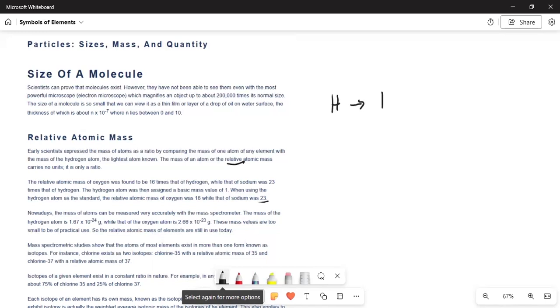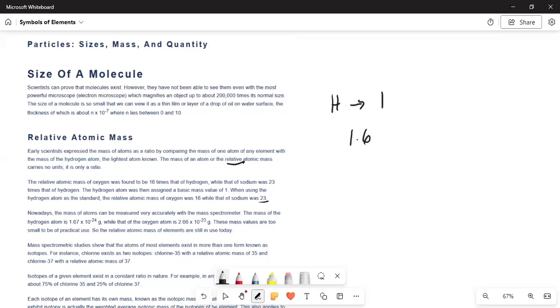However, nowadays, the mass of an atom can be measured very accurately using the mass spectrometer instead of a rough comparison with hydrogen, which was assigned a value of 1. If you want to know the accurate mass of atoms of elements in our world today, we can use an instrument known as a mass spectrometer, so that the mass of hydrogen is now known to be 1.67 times 10 to the power of negative 24 gram.